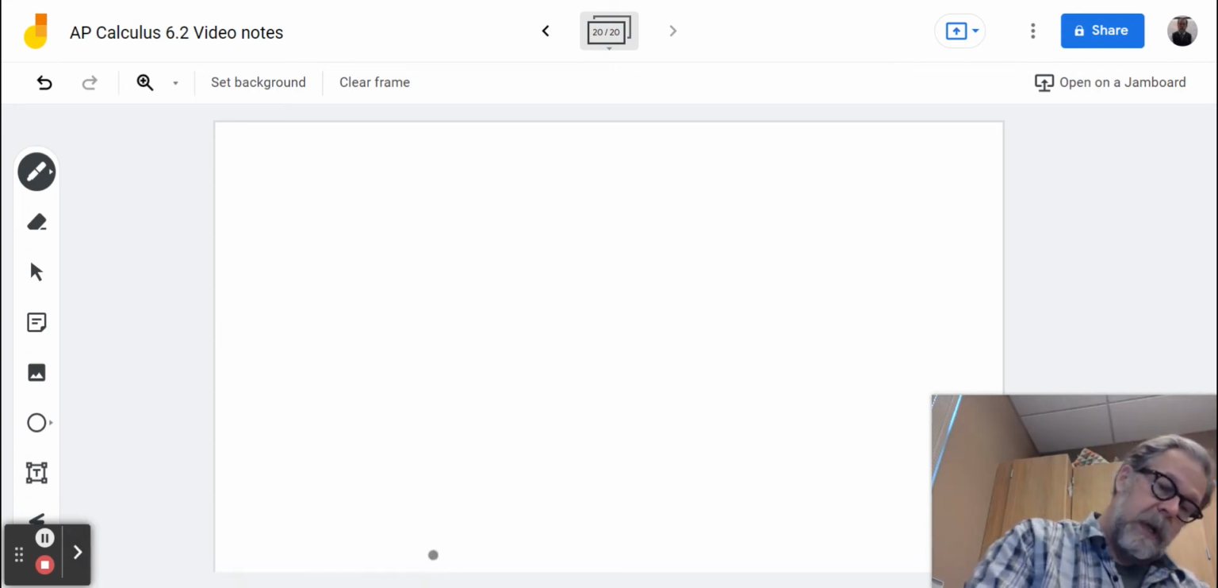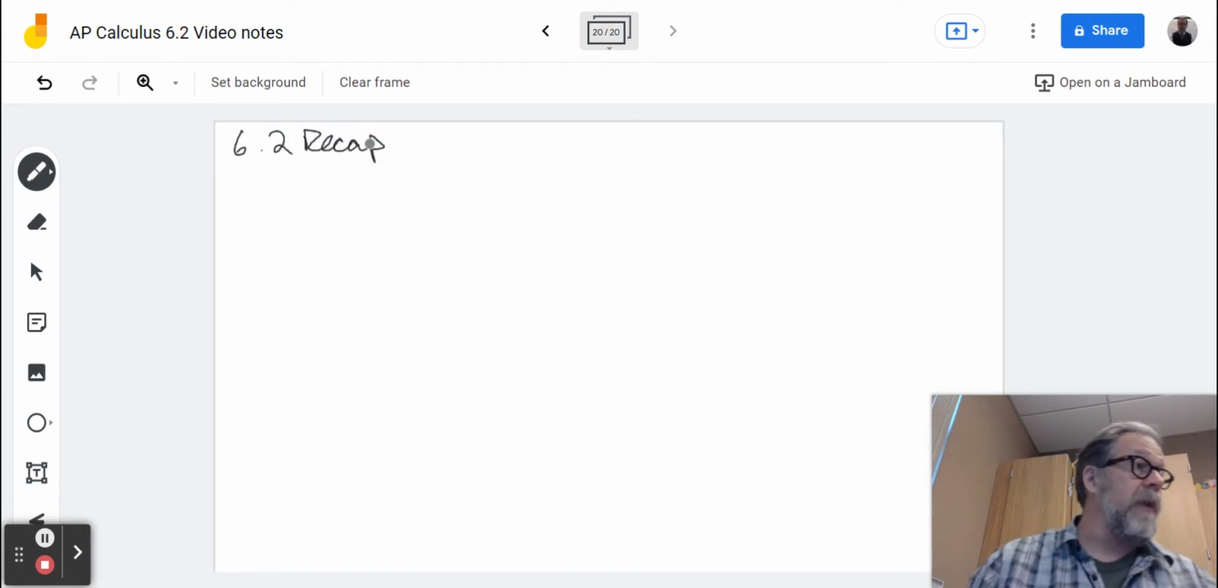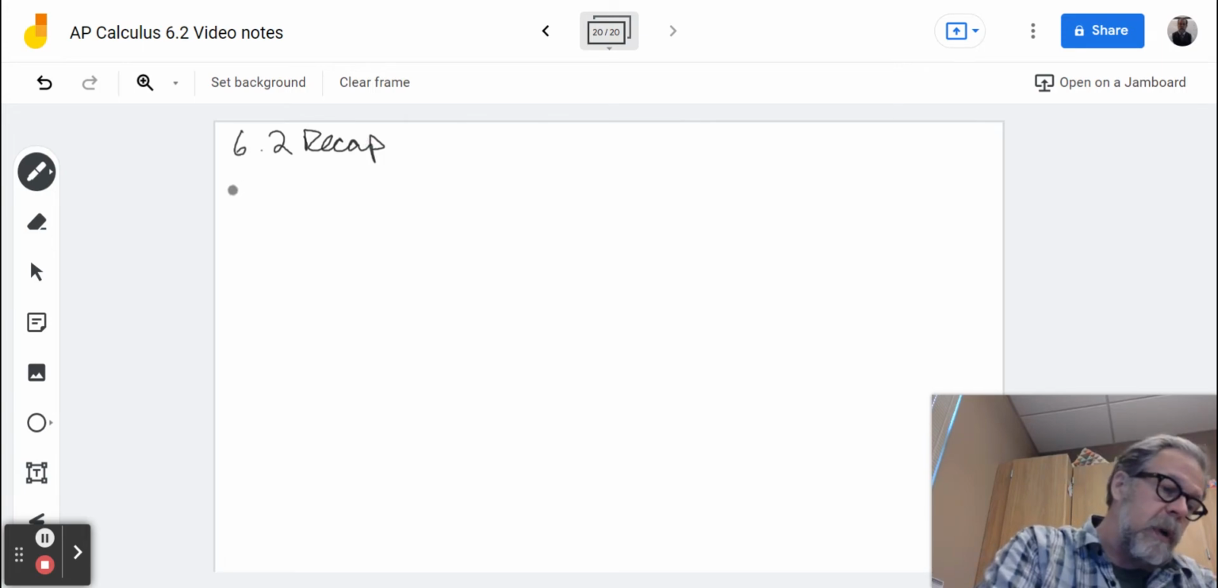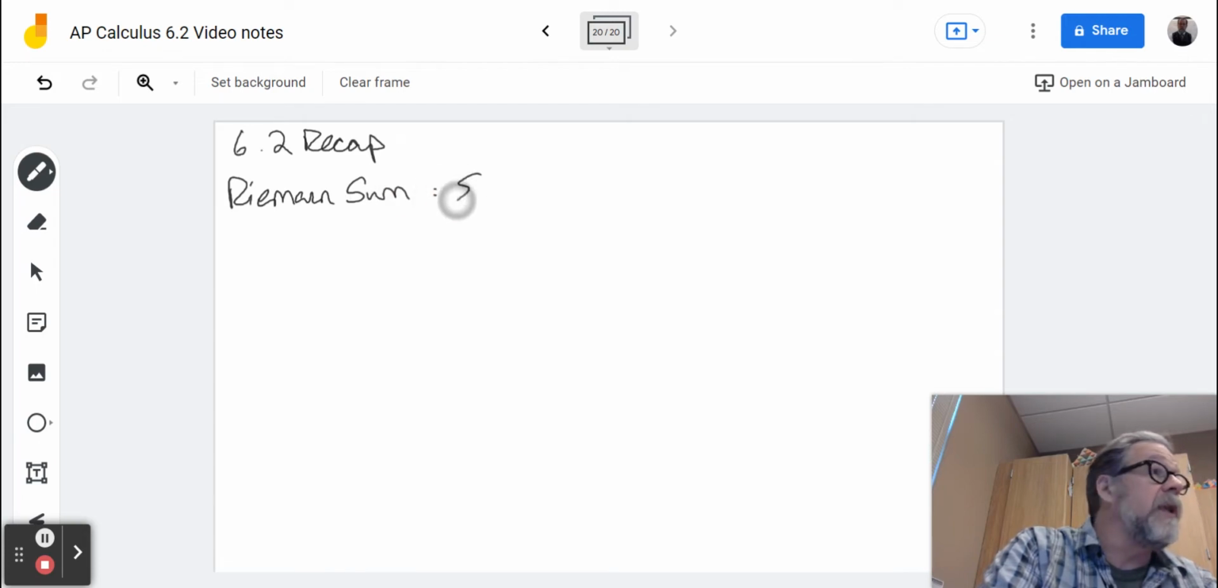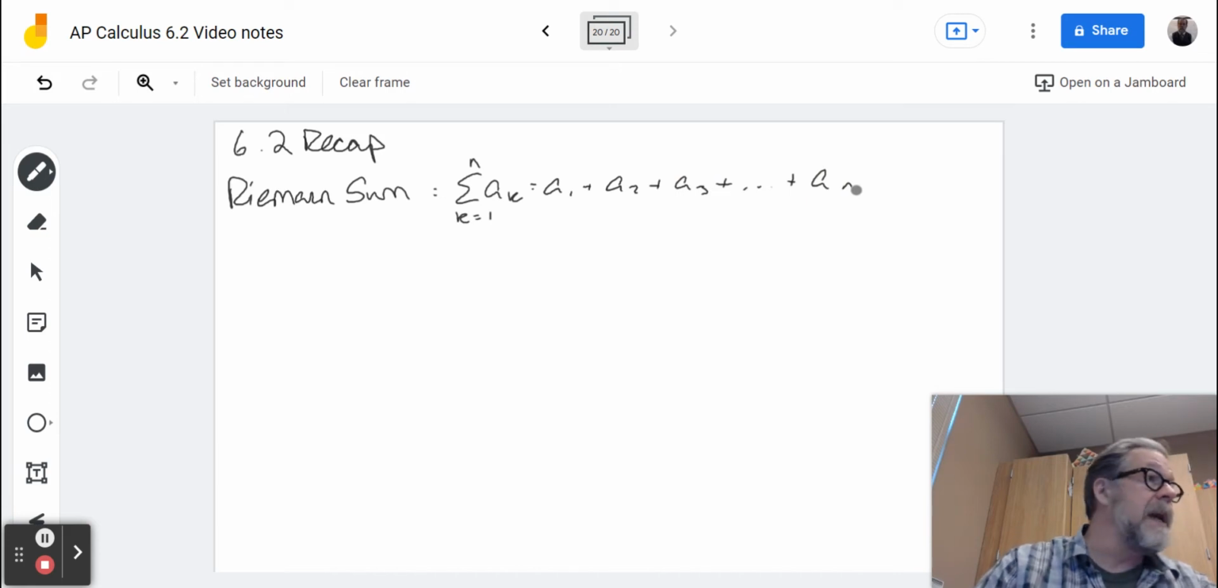All right, time for a quick recap of the chapter. The chapter is called the definite integral. We started with the idea of a Riemann sum, and a Riemann sum is very specifically the sum from k equals 1 to n of all of the a sub k's. So this is a1 plus a2 plus a3 plus all the way to a sub n.